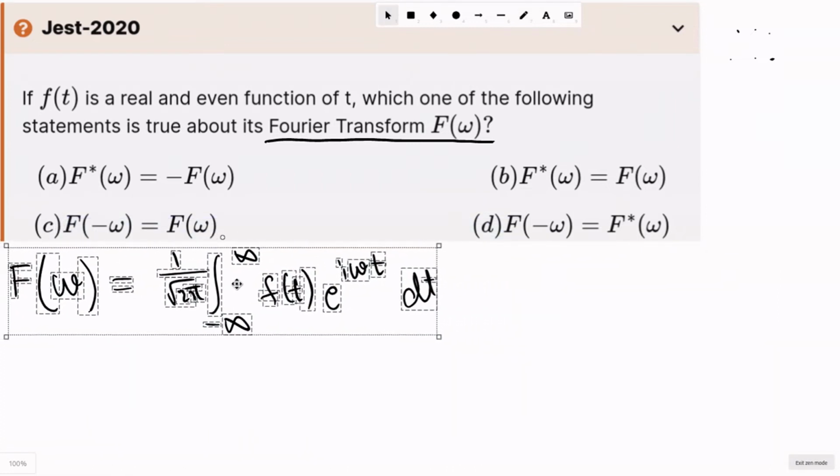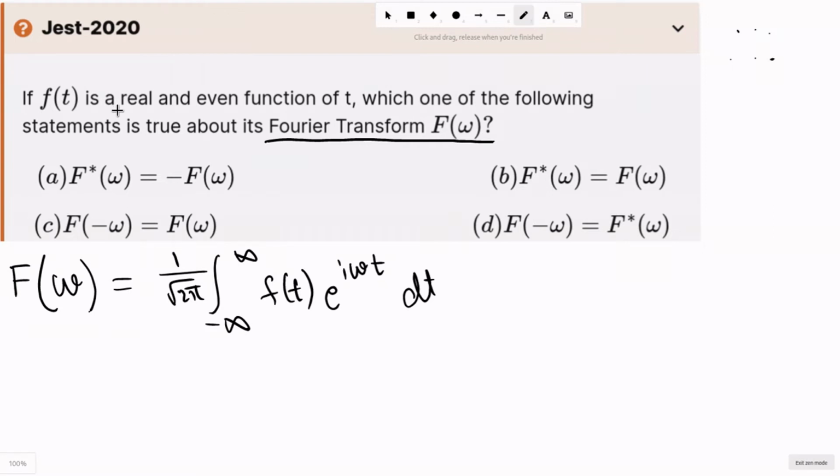Next, we have real and even function of t. Now, a real function is something that has no complex part in it, and also the complex conjugate of a real function would be the real function itself, right? And an even function is symmetrical on both sides of 0. Like x square is an even function, whereas x cube is an odd function. Similarly, sine is an odd function, cos is an even function.